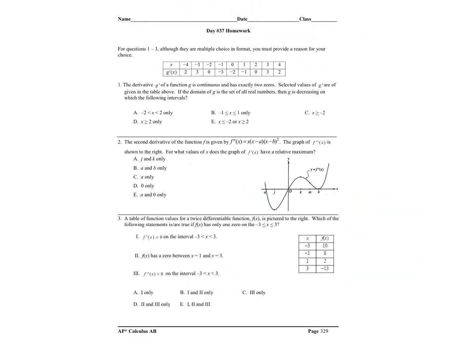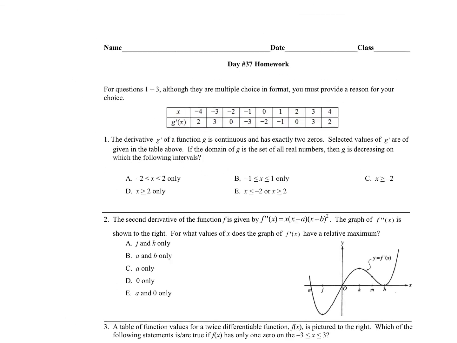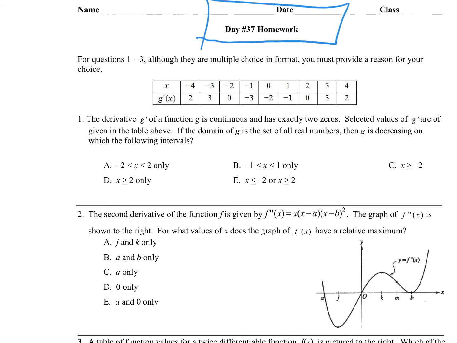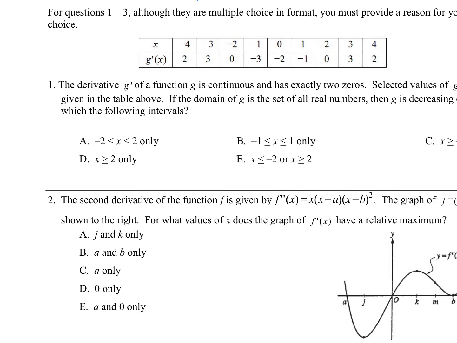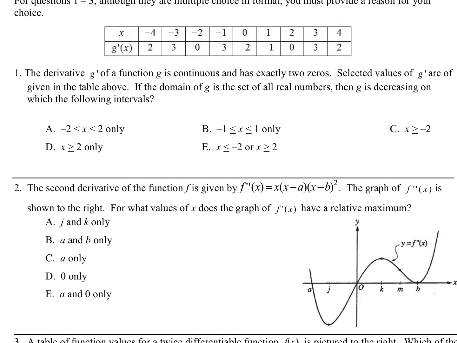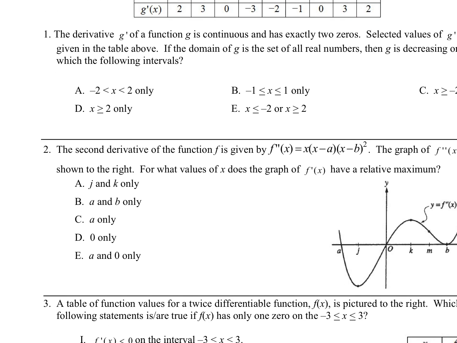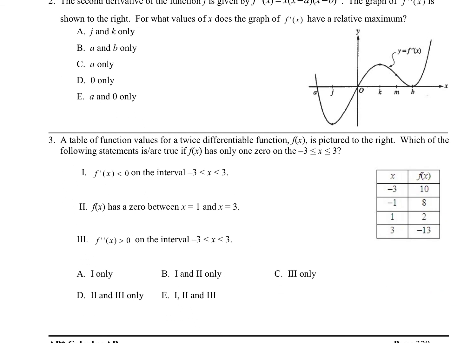All right, I am going to call it enough lecture. Read my lips. Homework, day 47. Let's see, what are we doing here? We're using a table to find increasing and decreasing intervals. So you're looking at a graph. Some of these are conceptual, so they're not as easy.